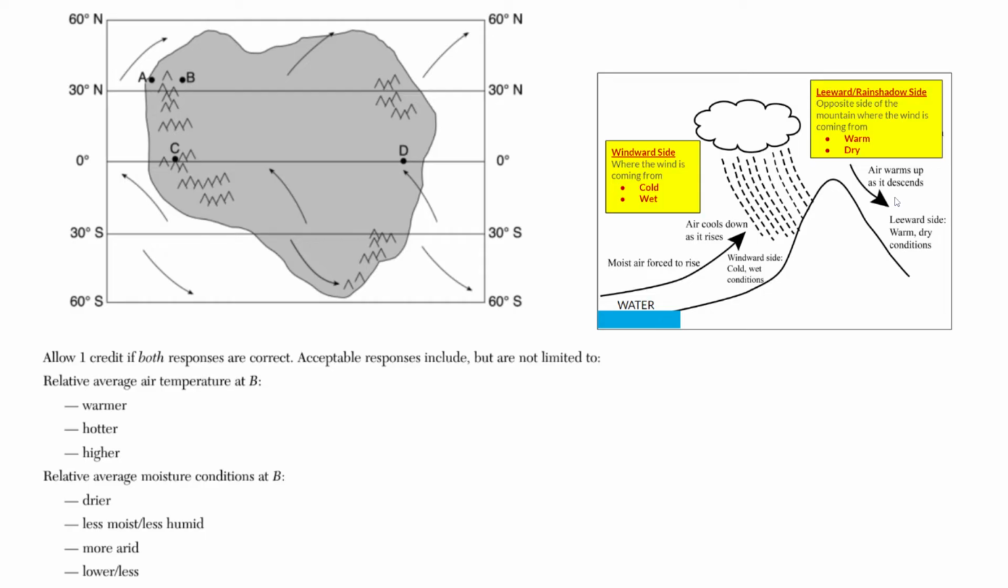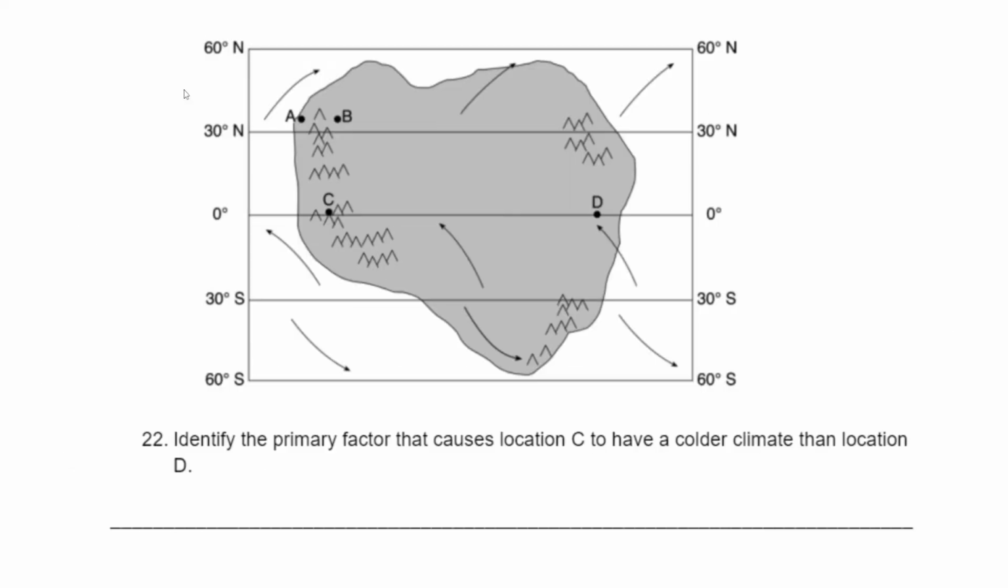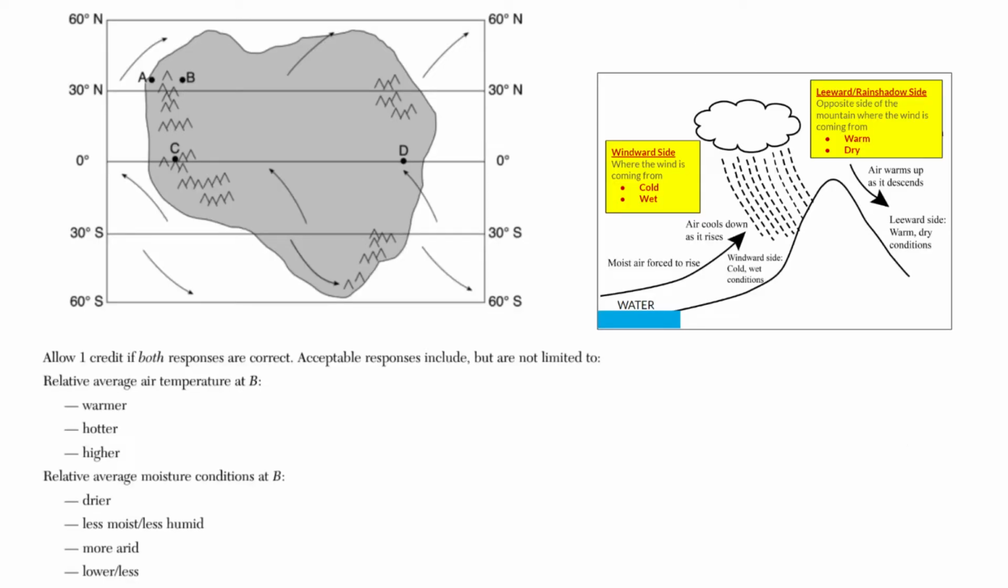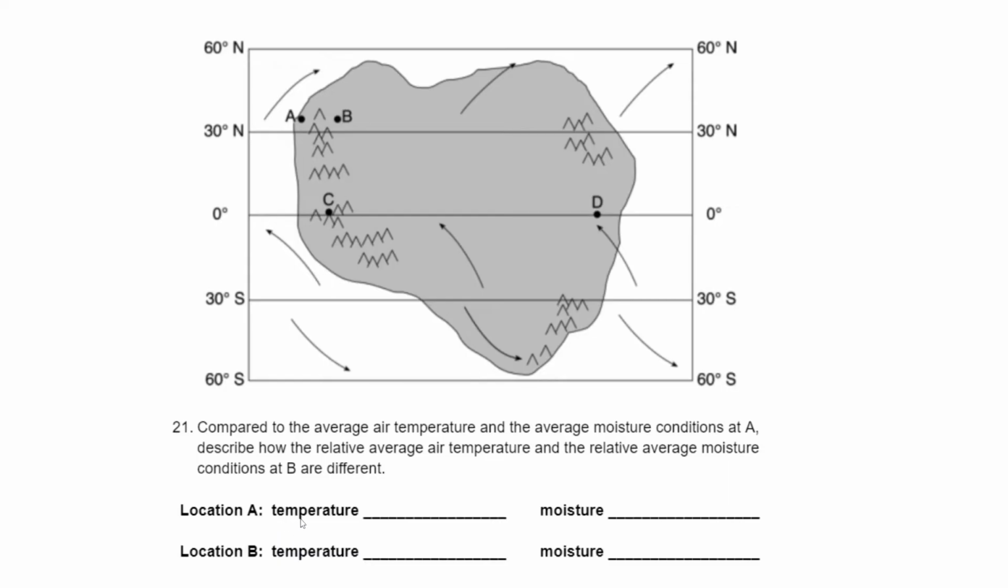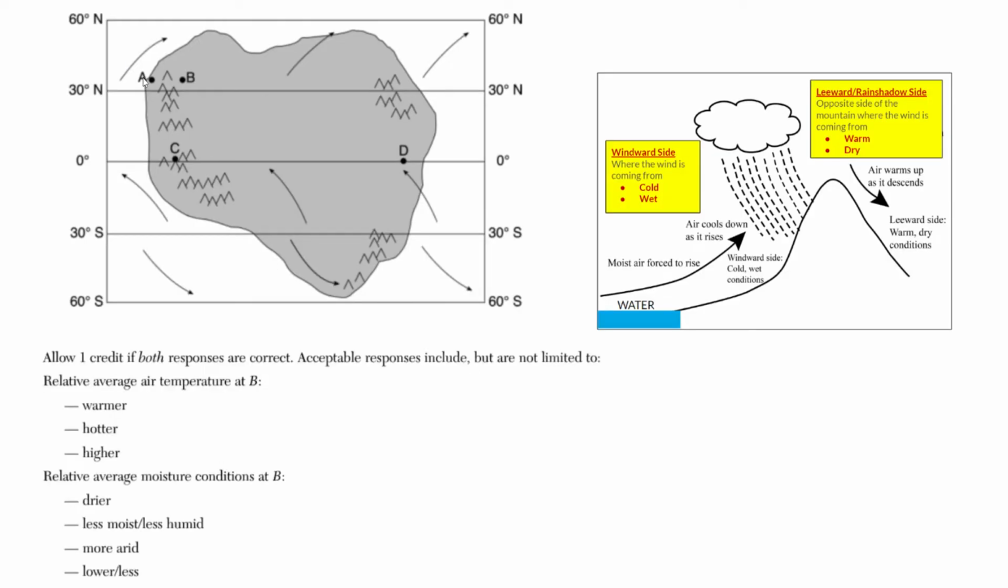So the area near B must be the leeward or rain shadow side of the mountain, and that part is warm and dry. So the air temperature of B must be warm, and the moisture for B must be drier, right? For A, however, since it's next to the prevailing winds and next to the water, location A's temperature must be cooler and its moisture must be wet or humid. Okay?